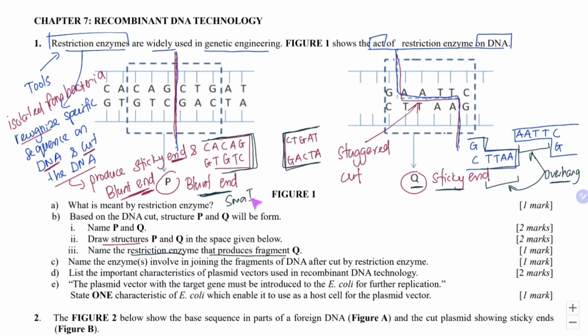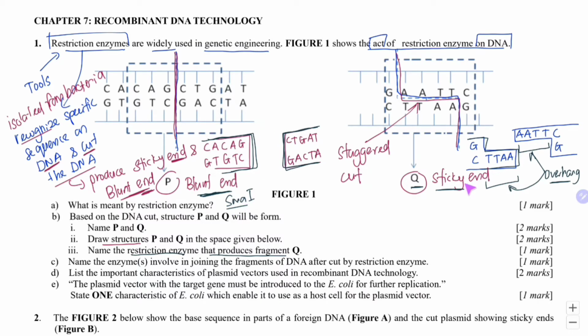Ingat, bila menulis nama restriction enzyme ni, awak kena ikut rule dia, iaitu S kena capital, SMA tu kena underline, 1 tu mestilah 1 Roman, tak boleh nombor 1. So kalau kamu tak buat macam ni, kamu takkan dapat markah walaupun awak tulis SMA1 tu betul. Tapi kalau cara menulisnya salah, tetap tak ada markah. So SMA1 adalah example of enzyme, restriction enzyme that can produce blunt end.